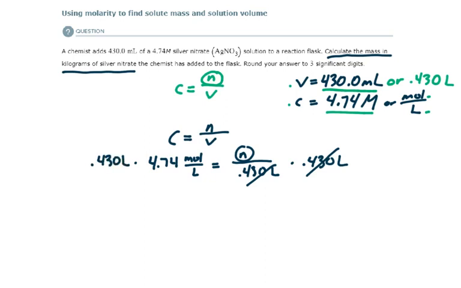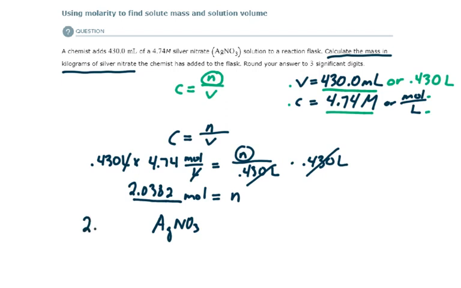And look at our units. Liters is now going to be canceled out, and the units of my answer for N will be some value moles. So when I do the math and I multiply 0.430 times 4.74, the number of moles of solute that I get is 2.0382, non-rounded. That many moles of solute, and what is our solute? Silver nitrate. So now I take this many moles of silver nitrate, 2.0382, and I convert it to kilograms.